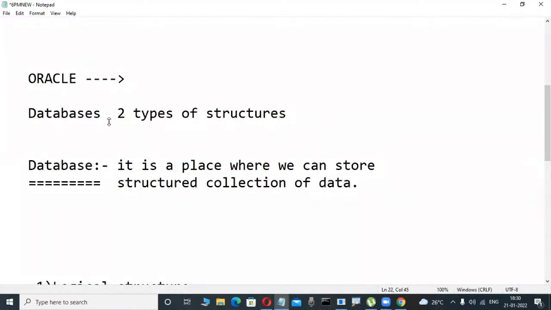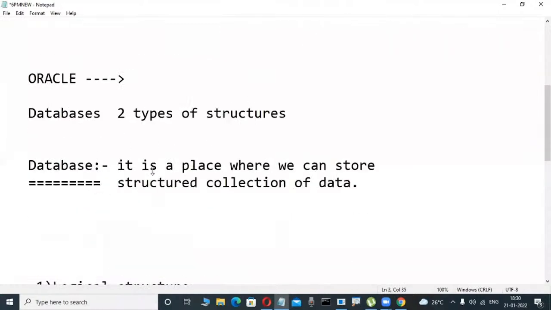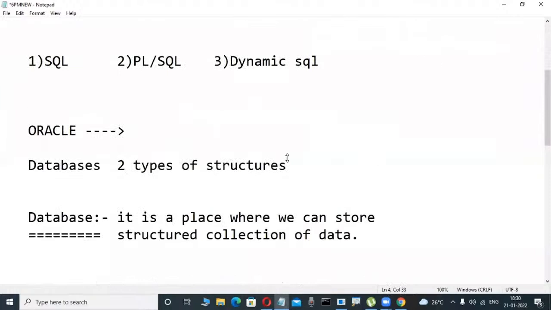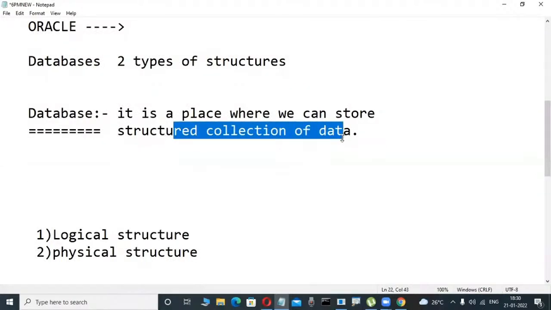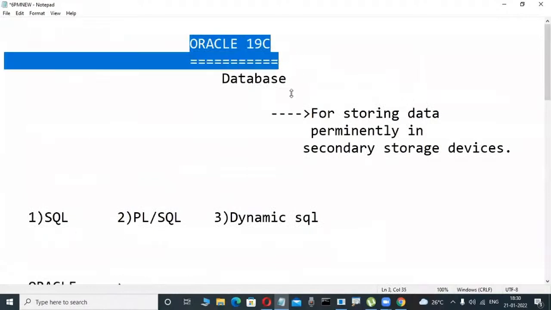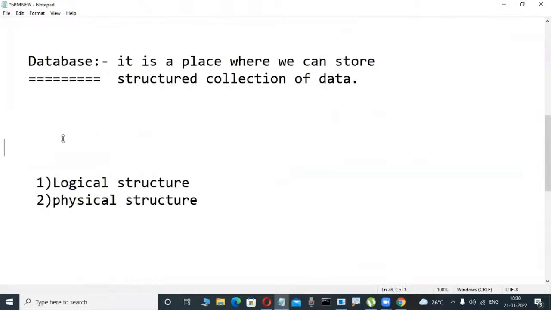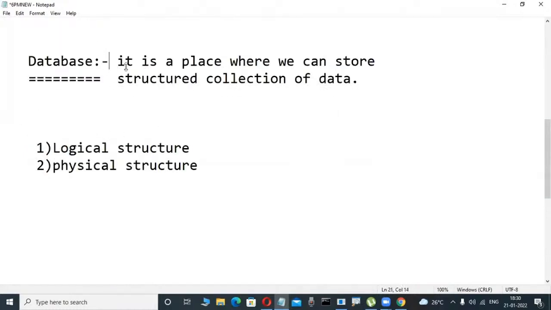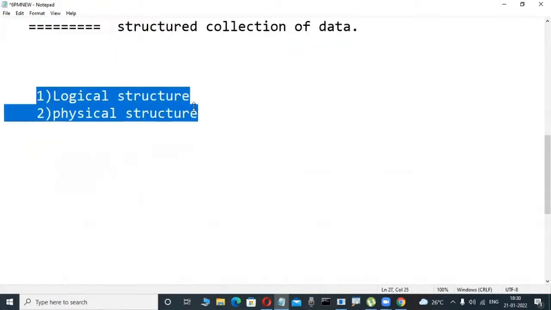Observe here. Actually, whenever we are installing Oracle or any relational database software, what is the database actually? It is a place. Whenever we install this type of software, automatically some place is reserved on the hard disk only. In that place we can store a structured collection of data. But whenever we install these types of software, two types of structures are there. One is logical structure, another one is physical structure. This definition I am not explaining; you will understand one of these days.